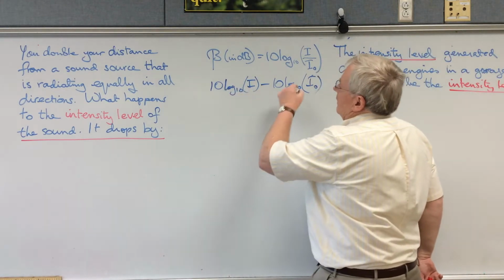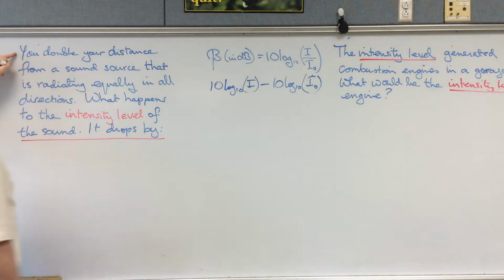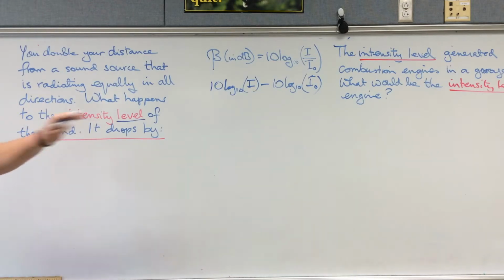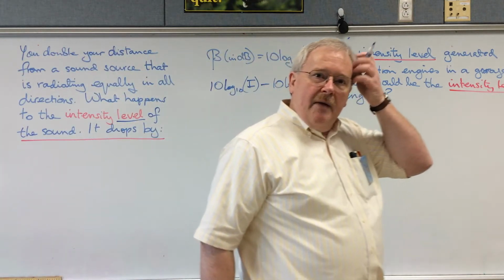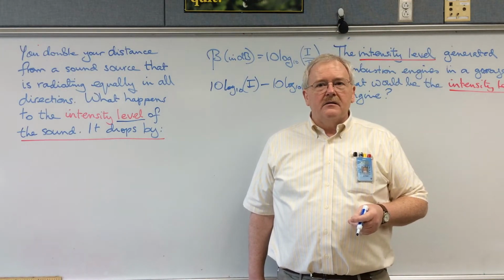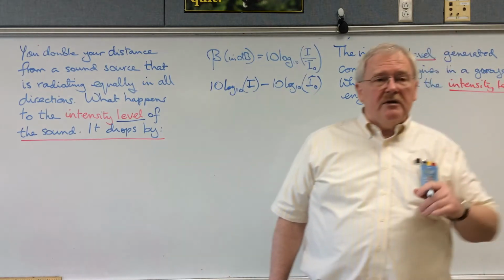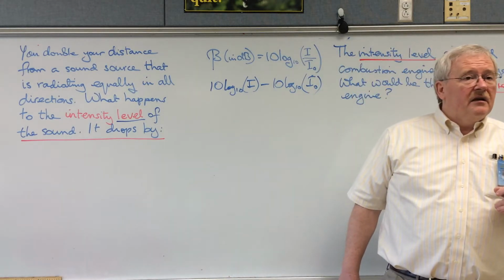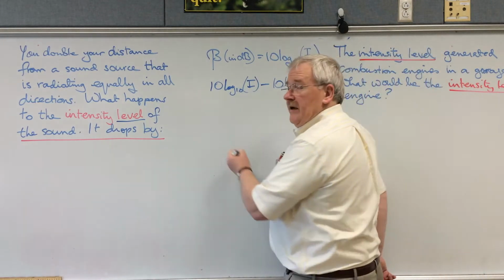Okay, so if I go now to this problem: you double your distance from a sound source that is radiating equally in all directions. What happens to the intensity level of the sound? So we want to know how much it drops by. If we double our distance, what's going to happen to the intensity of the sound? It will decrease. Any idea how much by? No? All right, so let's do a quick calculation.